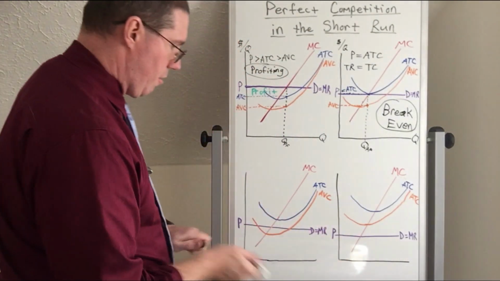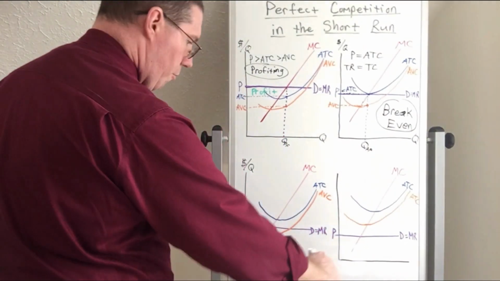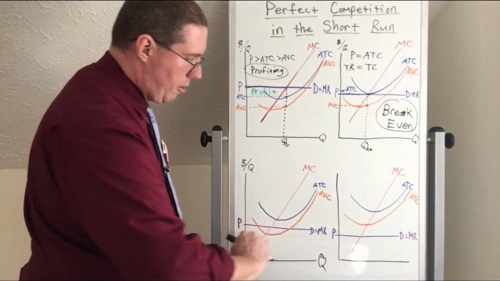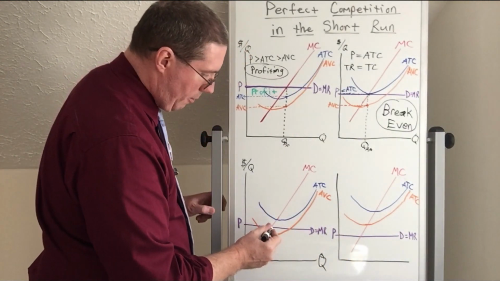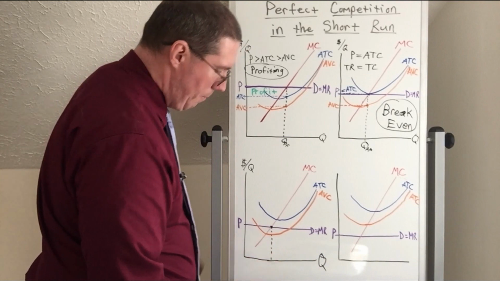All right, well then let's go down here and see what's happening in this circumstance. On this, we have dollars per unit on the vertical axis, and quantity on the horizontal axis. And so we're going to look for the place where the marginal cost is equal to the marginal revenue, which happens right here. There's our profit maximizing quantity. Although in this case, it doesn't look like we have a profit maximizing situation at all.